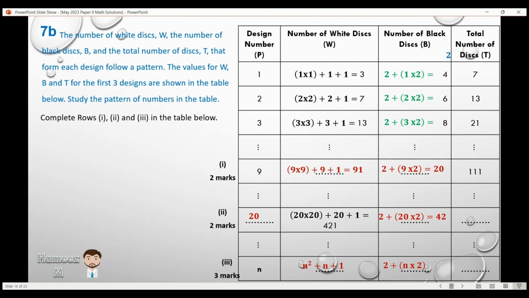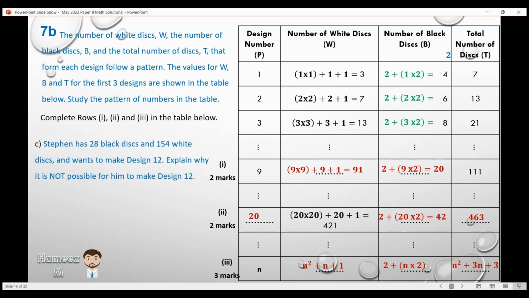And we now go to the final column. In order to get a total, we just need to add. And we can confirm in part 1 that we are correct, because 91 plus 20 is 111. We did this for rows 1, 2, and 3 already, for 7, 13, and 21. So for part 2, we have 421 plus 42, which will give us 463. And for the final row, we have n squared plus n plus 1 plus 2 plus n times 2, or 2n. So if we add it up, we're going to get n squared plus n plus 2n is n squared plus 3n plus 3.